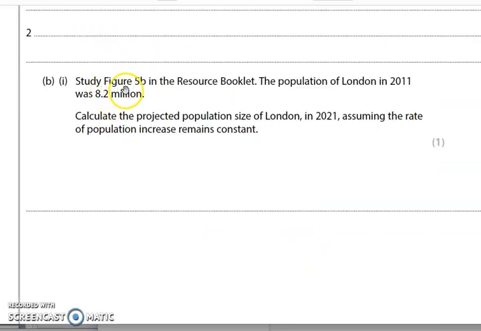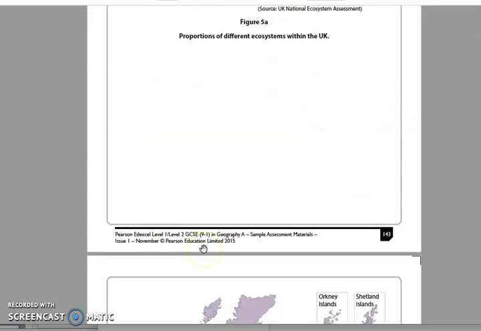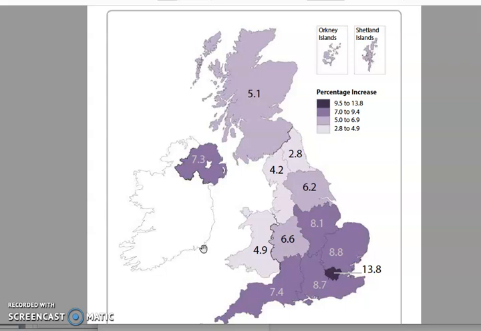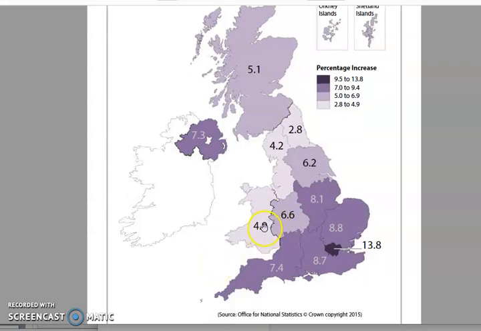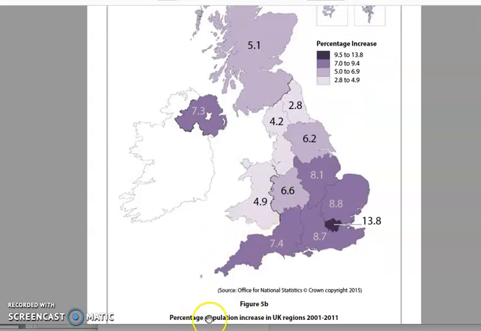The next question, study figure 5B in the resource booklet. The population of London in 2011 was 8.2 million. So if we look at resource 2, we can see here we have a map of the United Kingdom, and the map is showing us the percentage population increase between 2001 and 2011. Now it's asking us for London, so you need to know where London is, and it's down here. And we can see that London is growing at 13.8% over the 10 years.